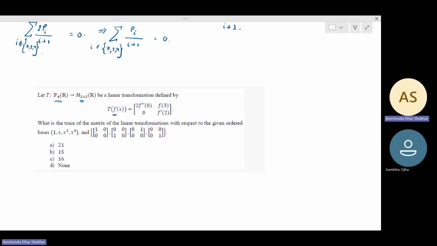Whenever you have a linear map, here it basically says, what is the trace of the matrix of the linear transformation with respect to the two given ordered bases? Let me just state a fact over here. The trace of a linear map is independent of the choice of basis.